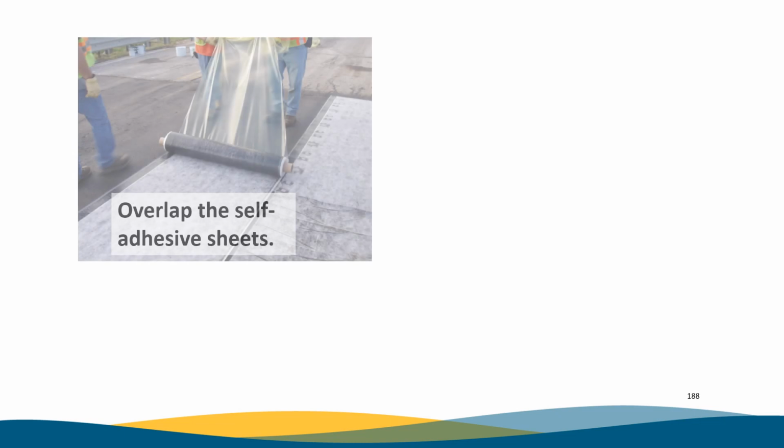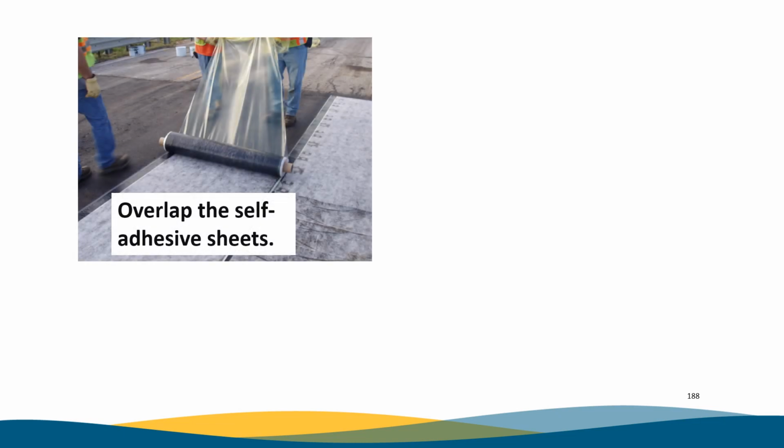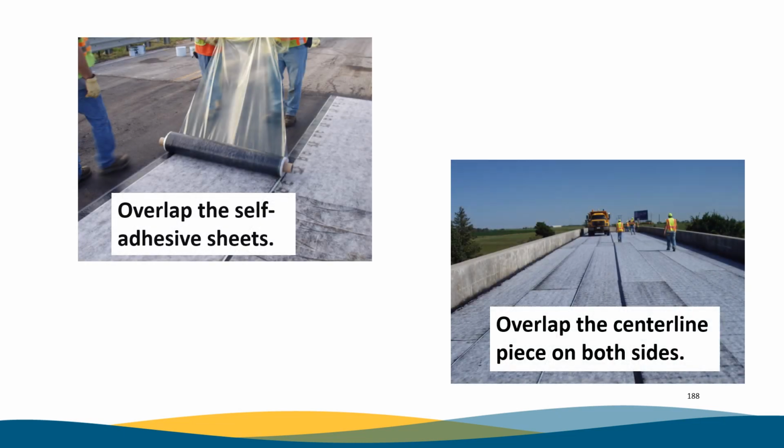Some of the roll types have plastic backing that must be removed while laying and unrolling the sheets, making sure to get the proper overlaps that the manufacturer requires.